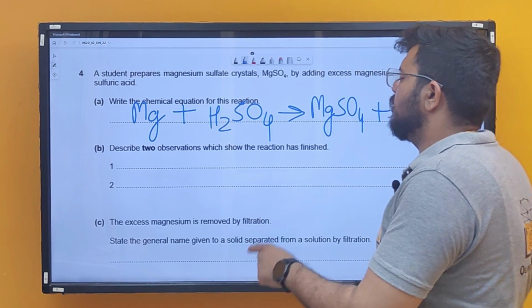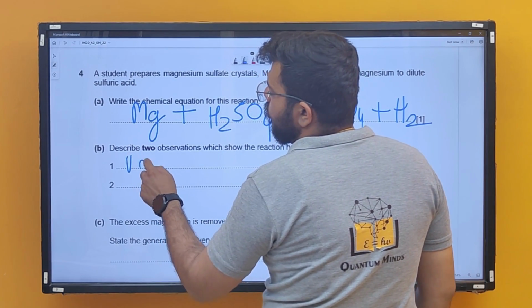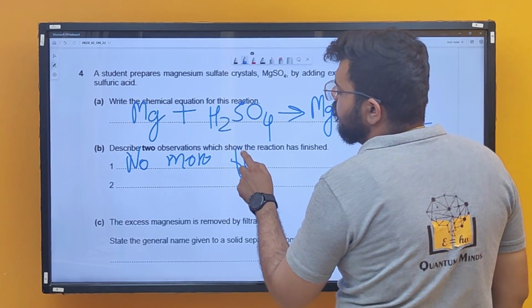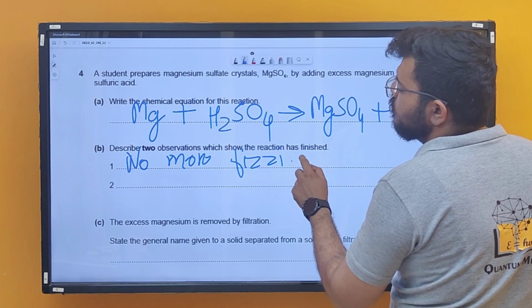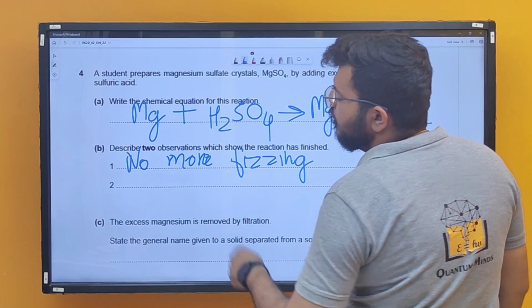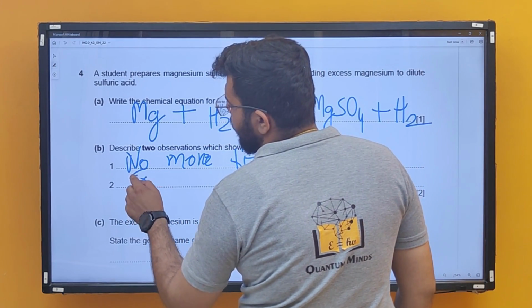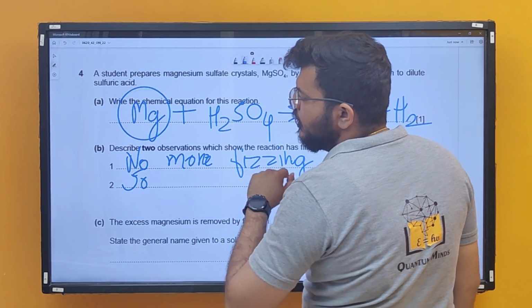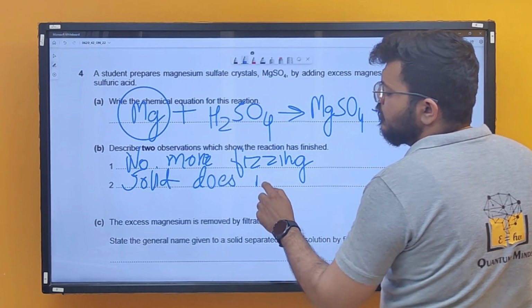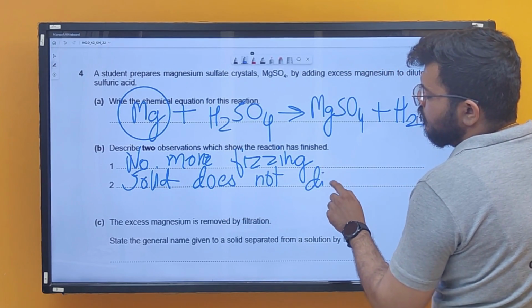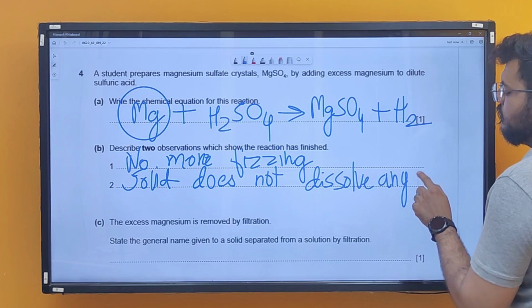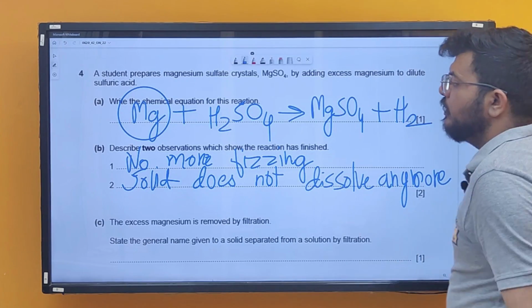Describe two observations which show reaction has finished. No more fizzing, right? Because hydrogen was released. If the reaction is over, fizzing will not take place. No more fizzing. Solid does not dissolve anymore because this is going to be solid. So solid does not dissolve anymore. Only these two changes are observable here.